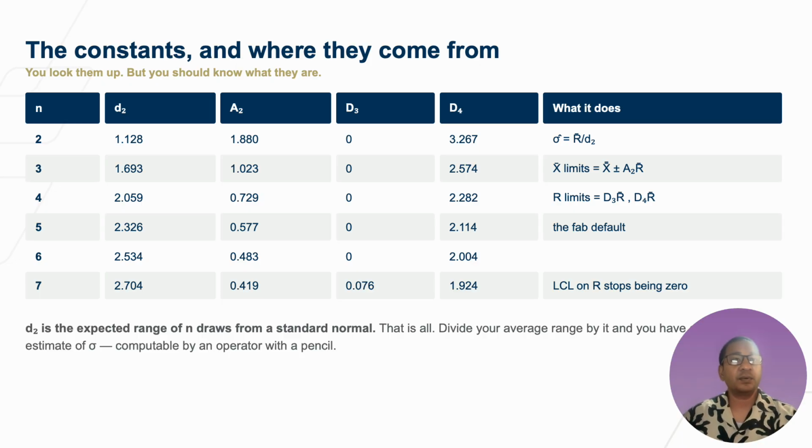A2, D3 and D4 are just algebraic shortcuts. A2 folds together the 3 and the root n and the d2 so that an operator can write x double bar plus A2 R bar and be done. No square root on the factory floor. Look at D3. It is 0 until n equals 7. Below that, the lower control limit of the range chart is 0. With small subgroups, a range of nearly 0 is not statistically surprising. There is nothing to flag.